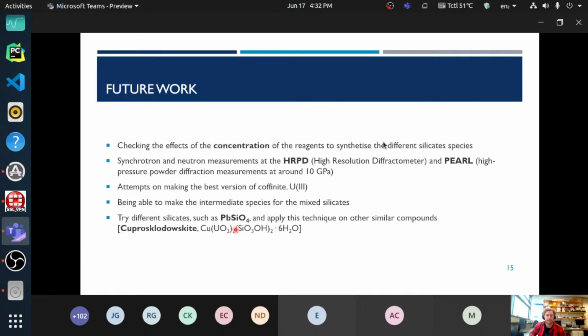Obviously making the intermediate phases for the mixed silicates, and we are trying currently different silicates like lead silicate that doesn't occur in nature or synthetically, but the preliminary results are quite promising, and similar compounds like cuprochloroscite, to see if this technique can be extended to some other silicates.